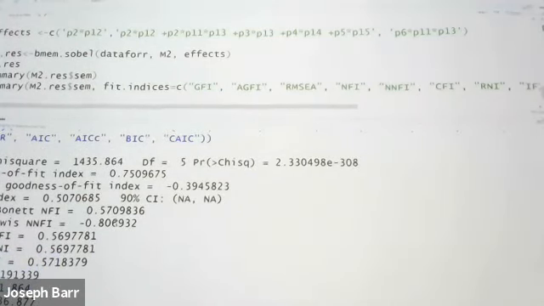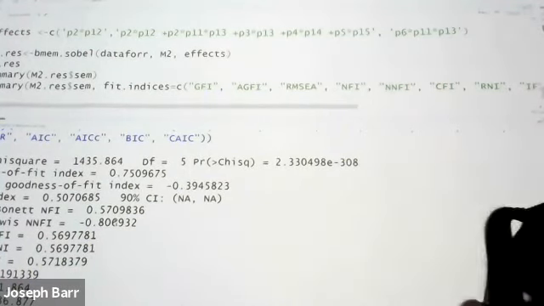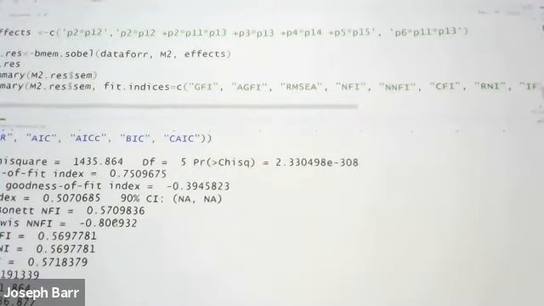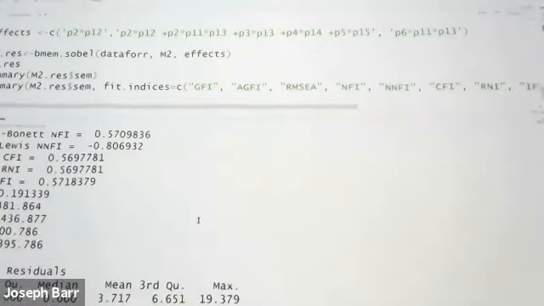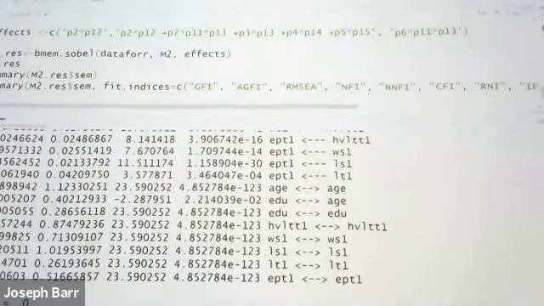Question: is the Tucker-Lewis index and Tucker-Lewis NNFI the same thing? No, this is for normal, this is for non-normal. Anyway, based on the model fit, this is not a good model fit because this is not a good model.